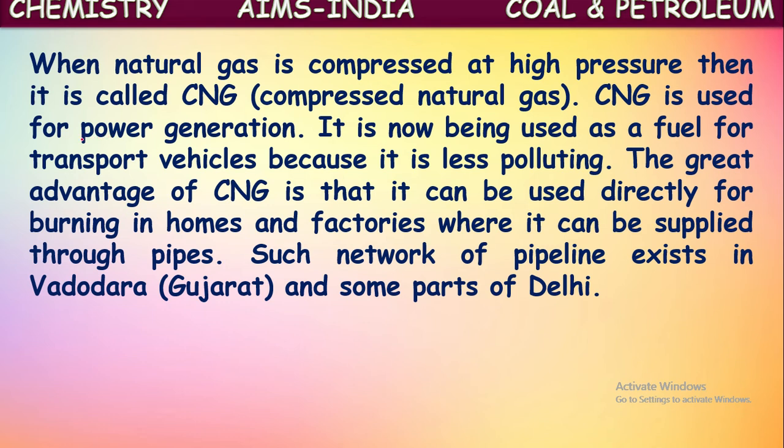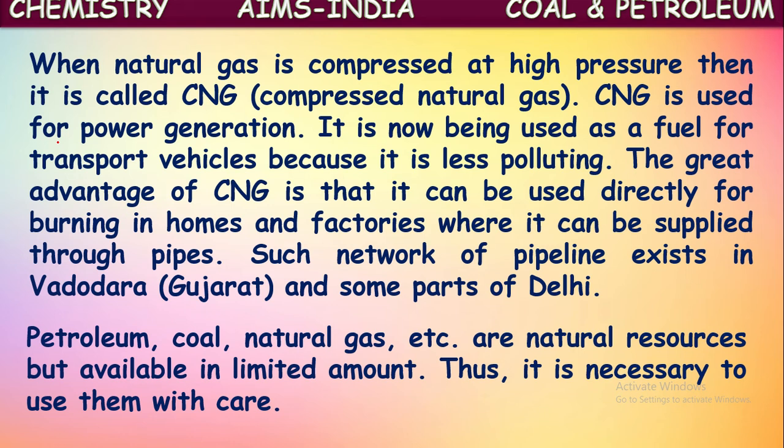Just as we get drinking water through pipelines, in the same way this natural gas can be supplied through pipes and used in homes as well as factories directly. That is the major advantage of this CNG. Such a network of pipelines exists in Vadodara and some other parts of Delhi in our country. There they are supplying this CNG gas through pipes, not only to factories, even to homes. Based upon the usage they charge for that. Anyhow, they supply it through pipes, and it can be used directly at homes.